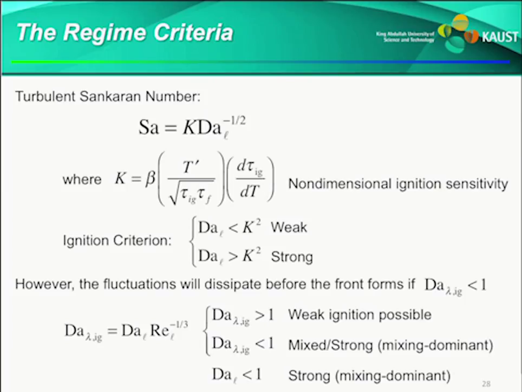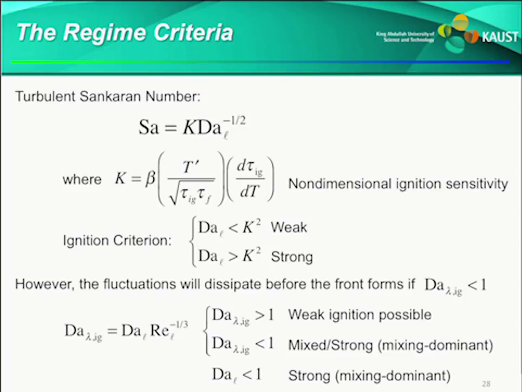Basically, applying the same Sankaran-Zeldovich criterion, I can say that when the Damköhler number is less than K squared, I'm having a weak ignition, meaning flame front predominant. The other case is strong. However, one subtle thing is that because the mixing properties are more dominated by the Taylor microscale, the Damköhler number based on lambda also has to come into play, which is related to Da by this relation.